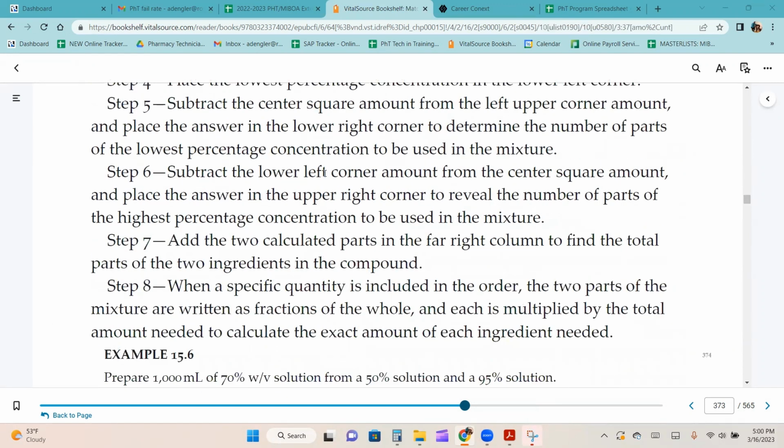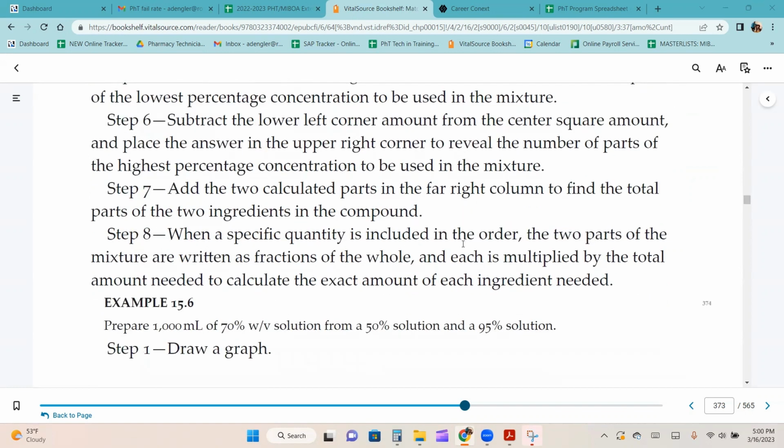Step 6, subtract the lower left corner amount from the center square amount and place the answer in the upper right corner to reveal the number of parts of the highest percentage concentration to be used in the mixture. Step 7, add the two calculated parts in the far right column to find the total parts of the two ingredients in the compound. Step 8, when a specific quantity is included in the order, the two parts of the mixture are often written as fractions of the whole, and each is multiplied by the total amount needed to calculate the exact amount of each ingredient.